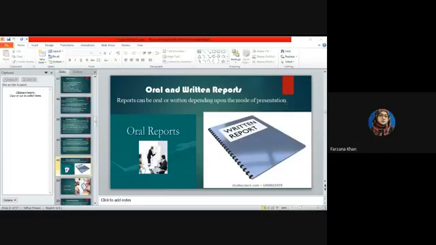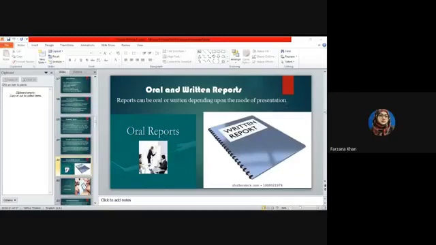In oral reports, you receive immediate feedback, but in written reports the immediate feedback is not possible. Oral reports do not add to the permanent records, but written reports contribute to the permanent record. Oral reports cannot be referred to again and again, but written reports can be referred to. And oral reports have less professional value, but written reports have professional value.